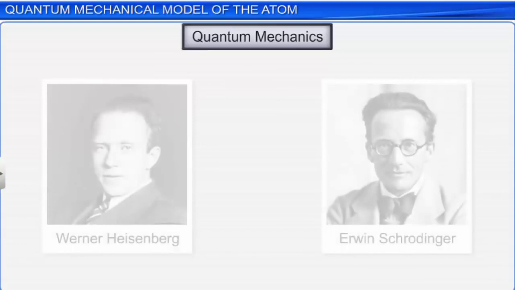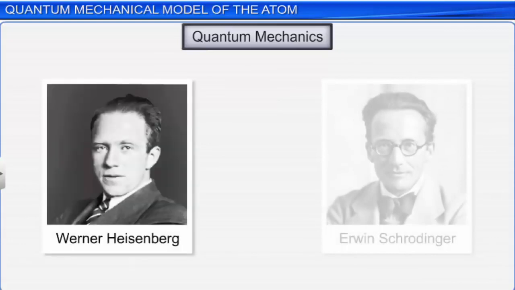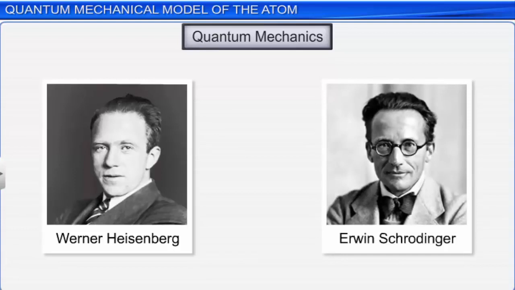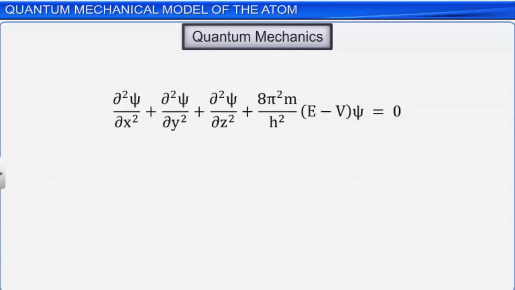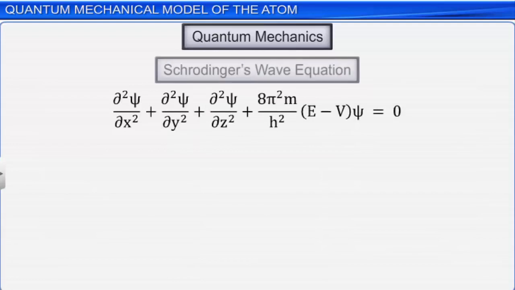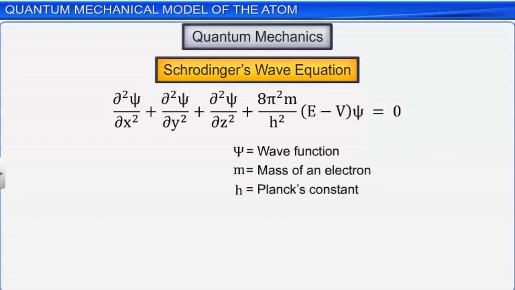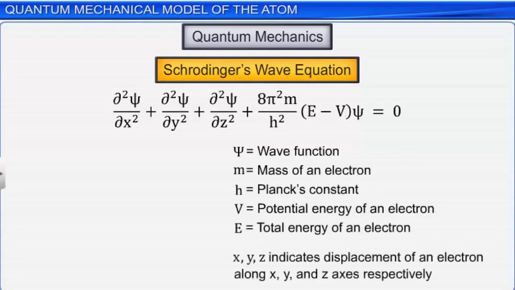Quantum mechanics was developed independently by Werner Heisenberg and Erwin Schrödinger in 1926. The fundamental equation in quantum mechanics is Schrödinger's wave equation. In quantum mechanics, the mathematical expression which describes the wave motion associated with a particle is popularly known as Schrödinger's wave equation. It gives the probability of finding an electron at different points in an atom.